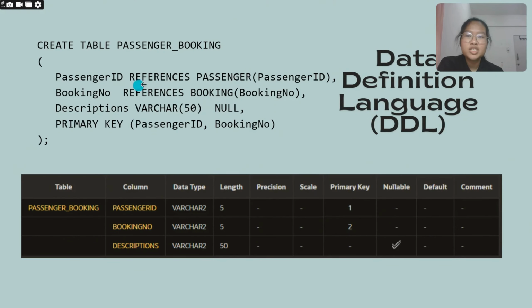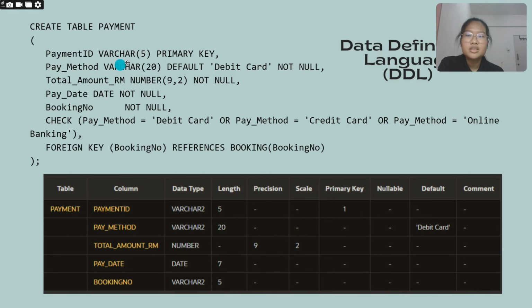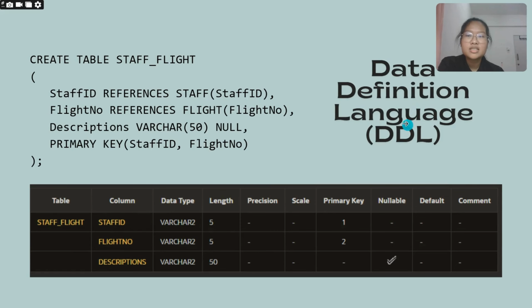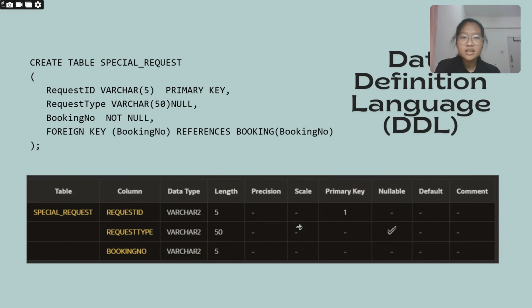Next, this is a bridge entity where the primary key and the foreign key are the same, passenger ID and booking number, and the description is nullable. Next is table payment. The primary key is payment ID and the foreign key is booking number. Next is the staff flight. This is also a bridge entity where the primary key and the foreign key are the same, staff ID and flight number, and the description is nullable. The last table is the special request table, where the primary key is request ID and the foreign key is booking number.